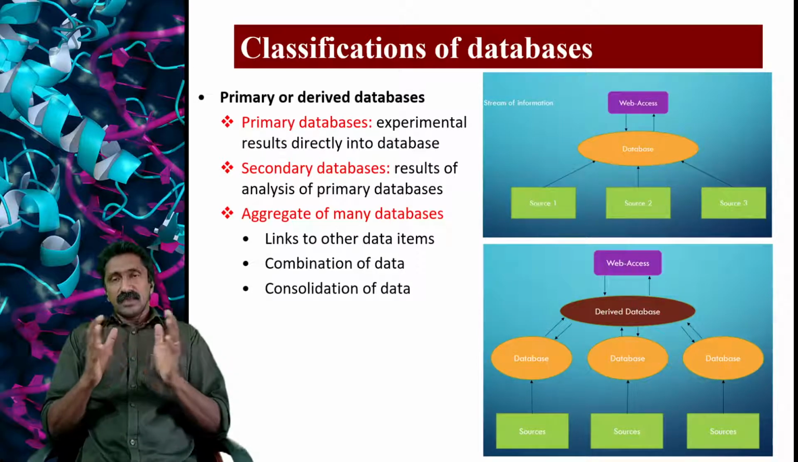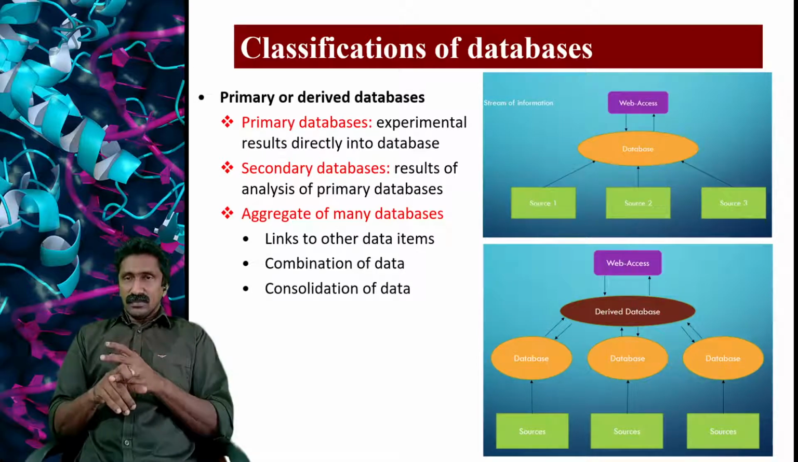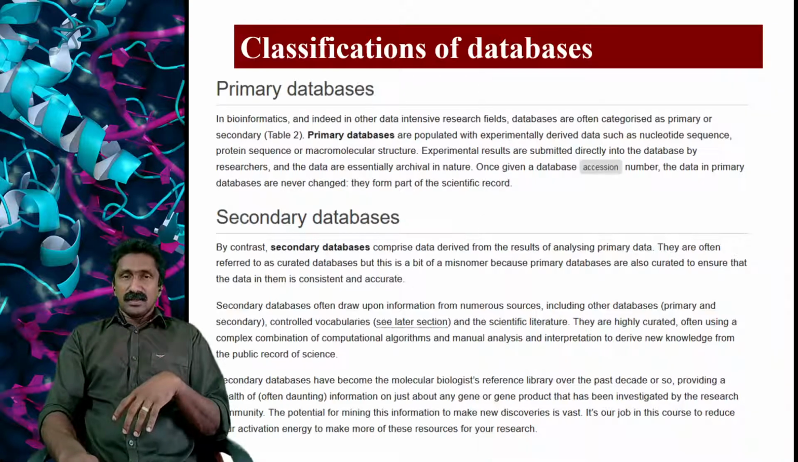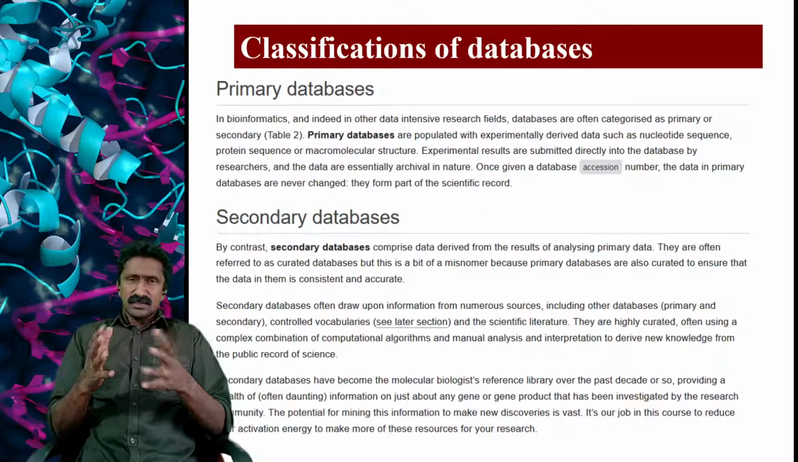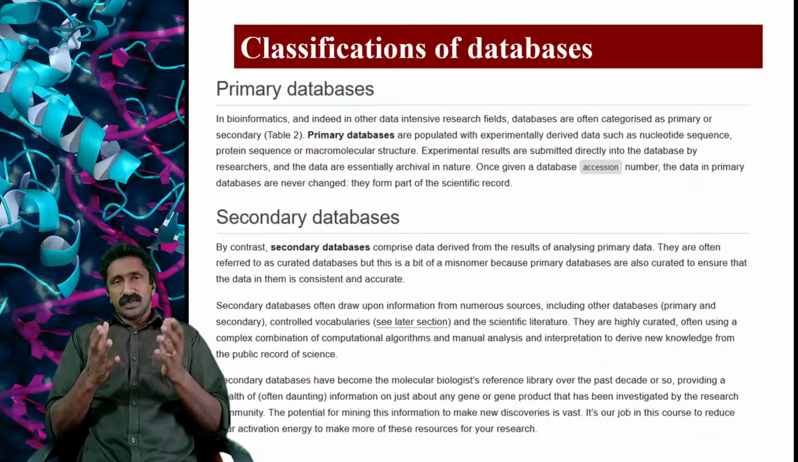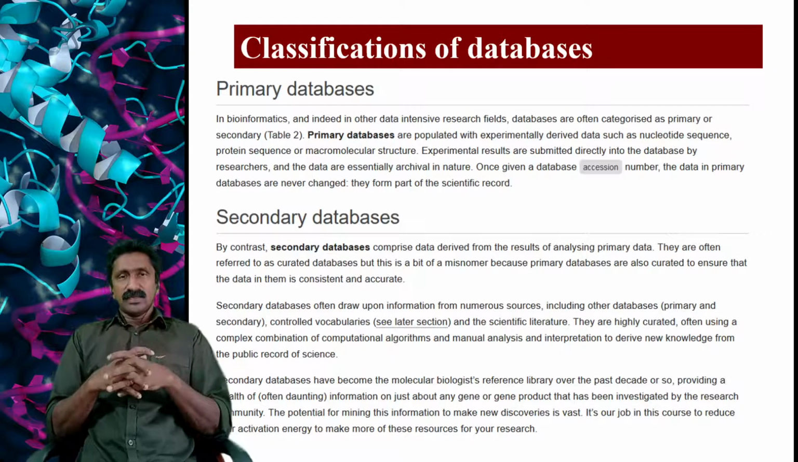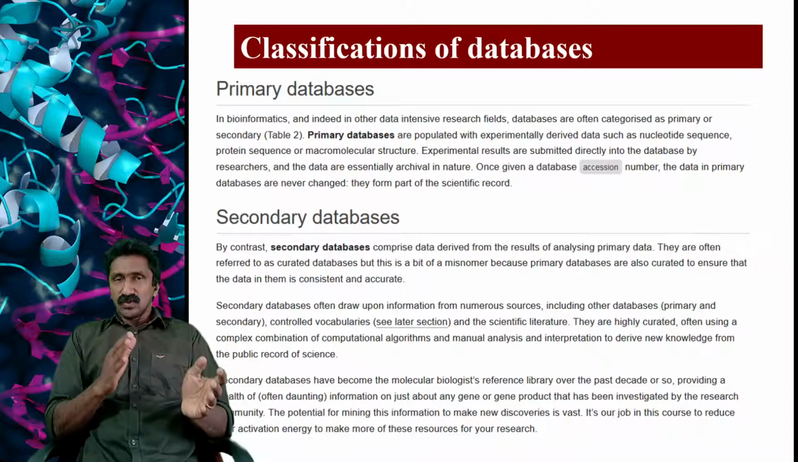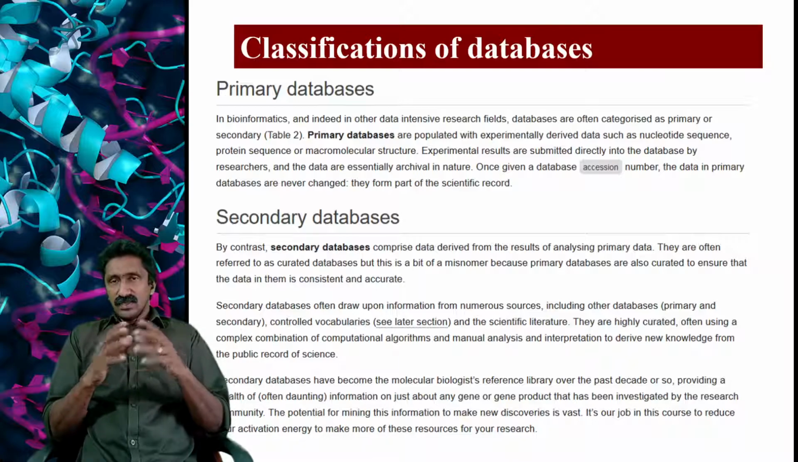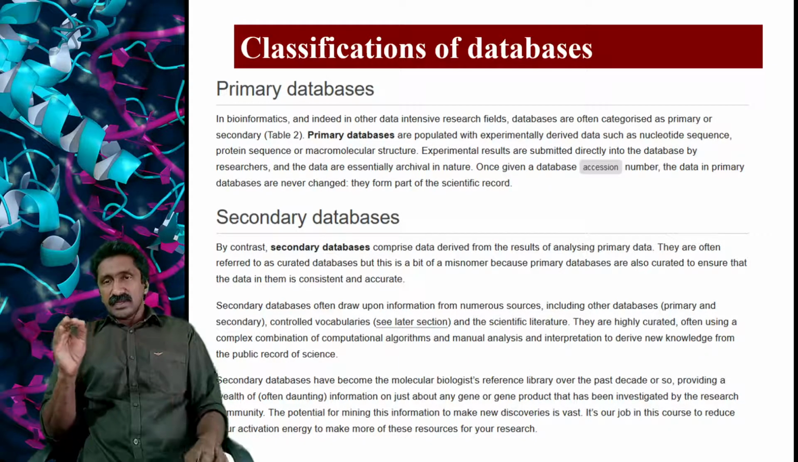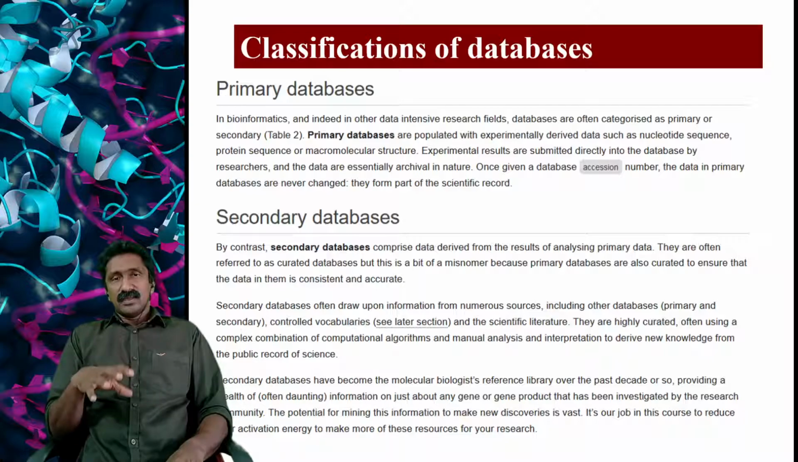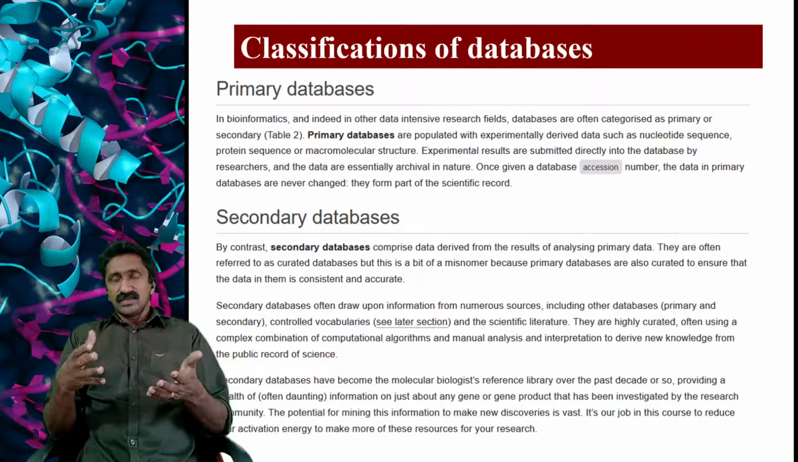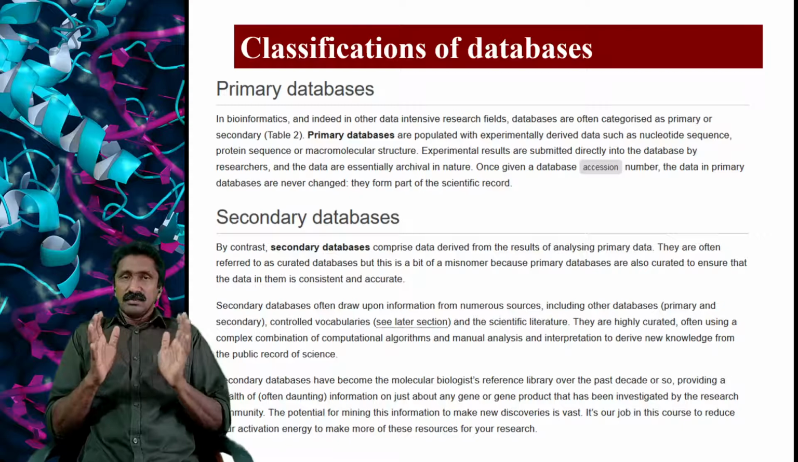But basically, we have primary databases and secondary databases. This is actually extracted from, I think, the NCBI website. The primary database and secondary database were defined by them. Primary databases are populated with experimentally derived data, such as nucleotide sequence, protein sequence, or macromolecular structure, etc. The experimental results are submitted directly into the database by the researchers, and the data are essentially archival in nature. So the data is intended for storage purposes. That is a primary database.